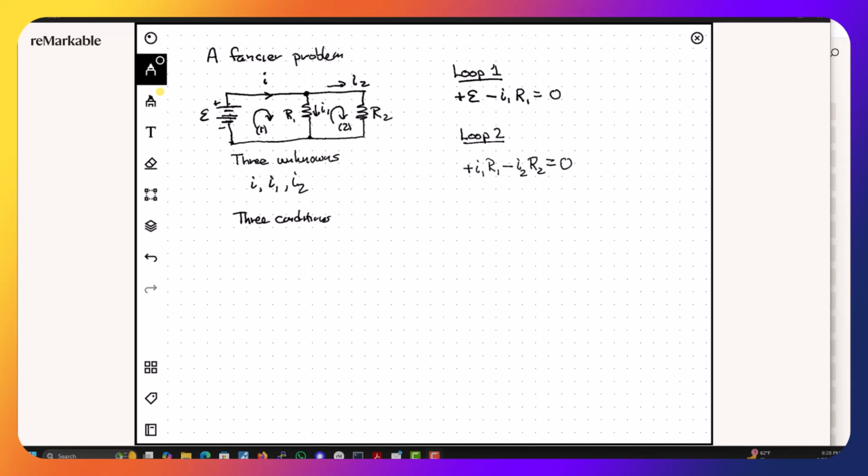And then finally, I have a junction here. So the junction rule tells us that the current going in is I, and the current going out is I1 plus I2.